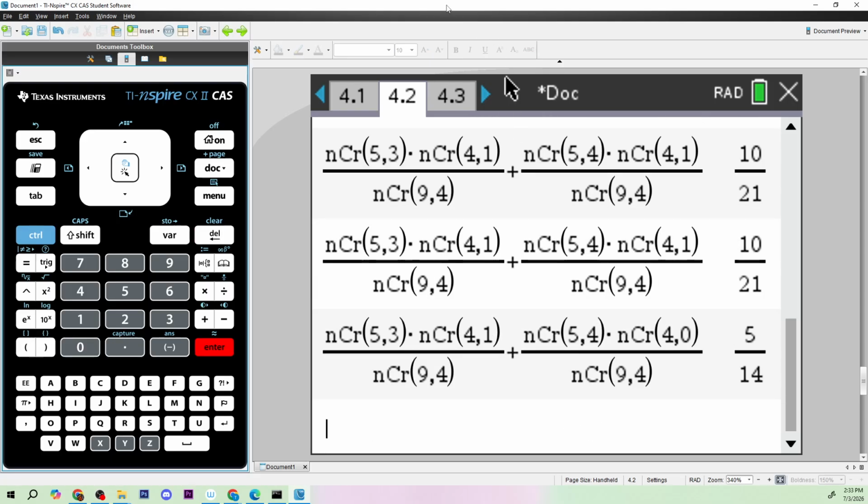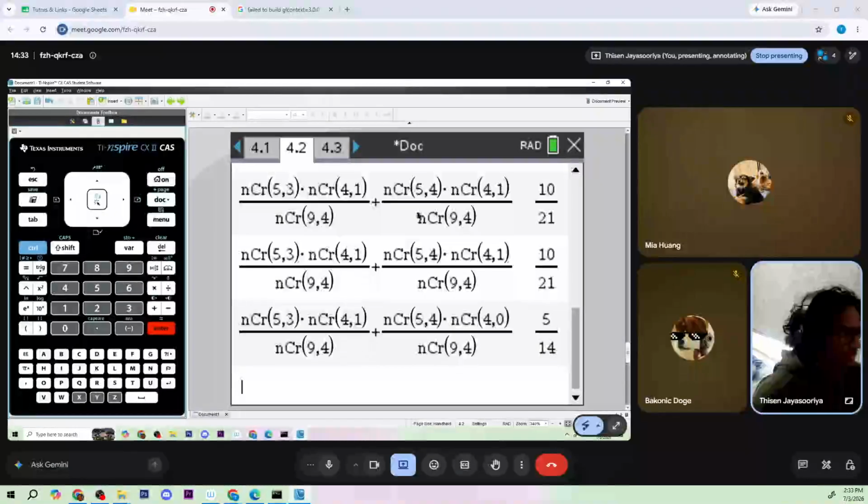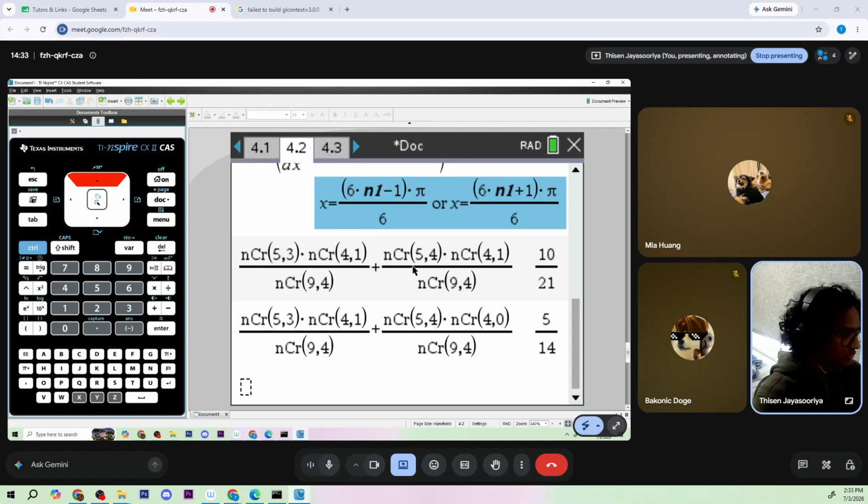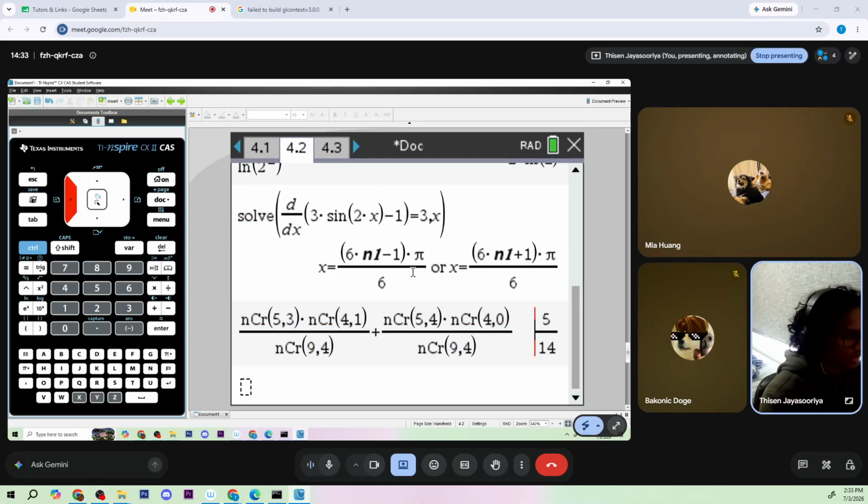Okay, that makes a lot more sense. So here, ignore these top 2. I've written these 2 wrong. So here, out of 5 blue marbles, I'm picking 3 of them. Out of 4 red marbles, I'm picking 1, and there's a total of 9 marbles with 4 being chosen.